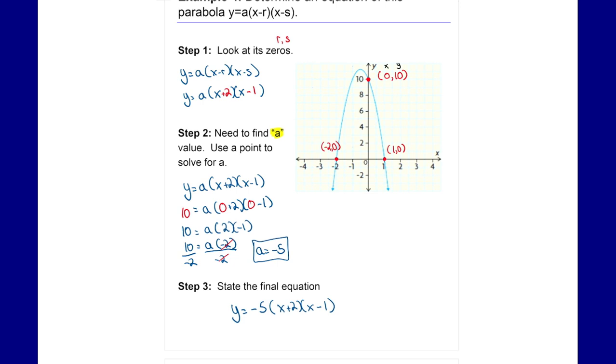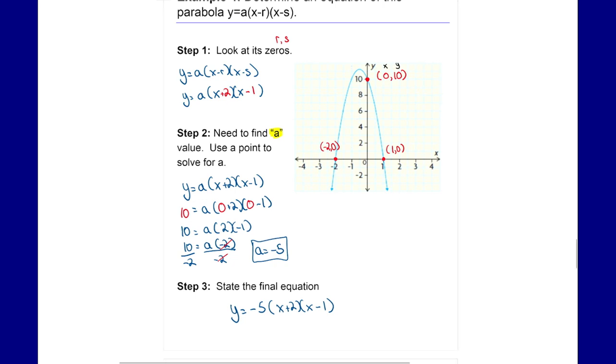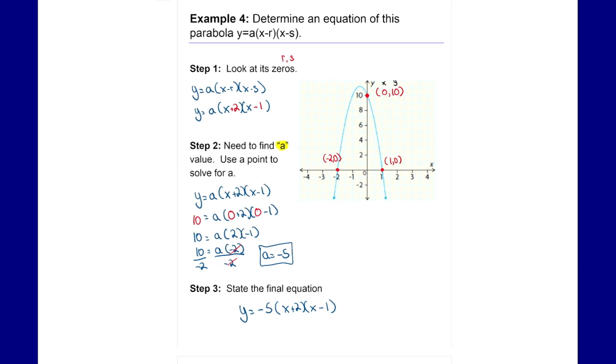Now this step can be done for vertex form as well. If we know what the vertex is, we can fill in our h and k, plug in another point on the graph for x and y, and solve for a. Right? So we can do this with vertex form as well. This is not limited to factored form. This type of process is applicable to vertex form as well, which you may have to do in some of the homework questions. So just be mindful of that. We can use the same idea for vertex form, except we're looking at the vertex first and not the zeros.